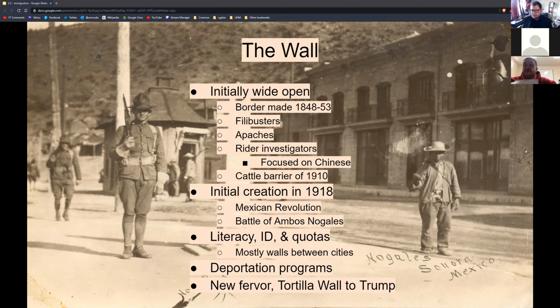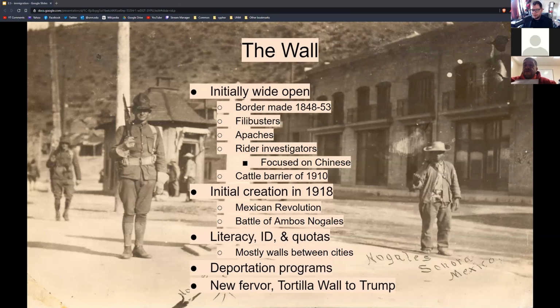Because this border between the U.S. and Mexico was basically completely open until 1918, with few exceptions. Now, the border itself came either from the Mexican American War or from the Gadsden Purchase in 1853.